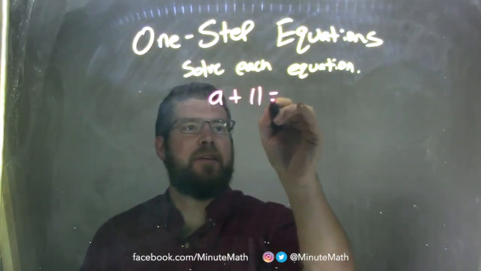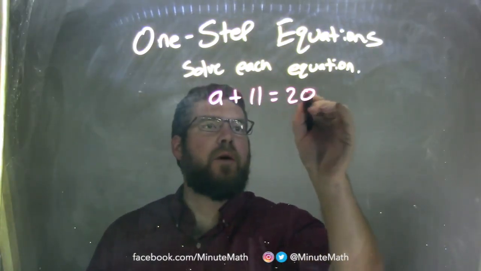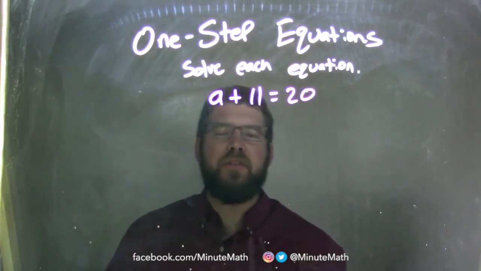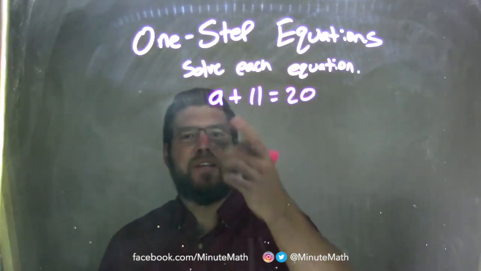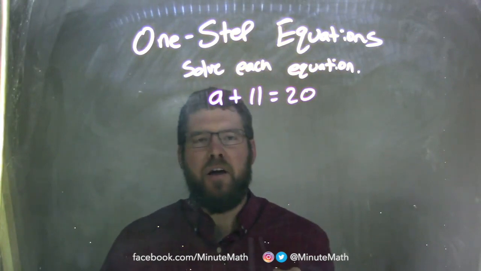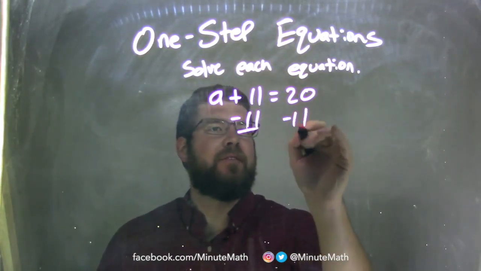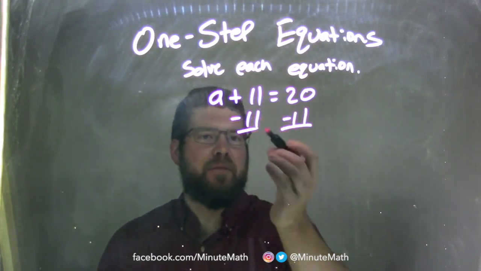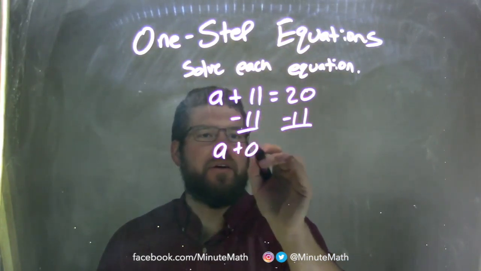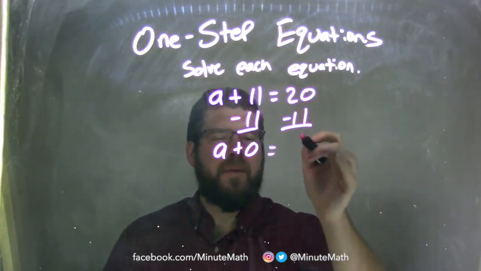A plus 11 equals 20. Well, if A plus 11 equals 20, I have addition here. I need to get A by itself. Opposite addition, subtraction. So I'm going to subtract 11 from both sides. Well, the 11's cancel, right? That becomes 0. A plus 0 equals, well, what's 20 minus 11?